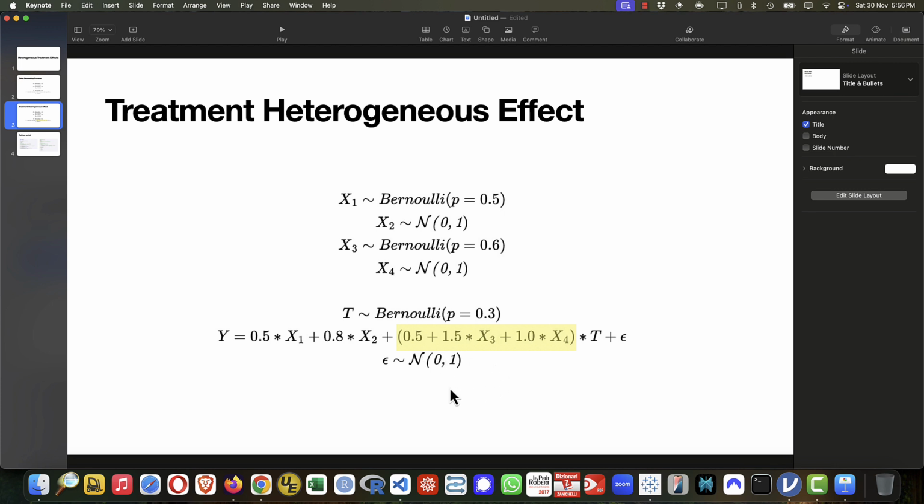Okay? I hope this helps you understand better the concept of heterogeneous treatment effects and how to estimate and how to detect them in experimental data. Okay?